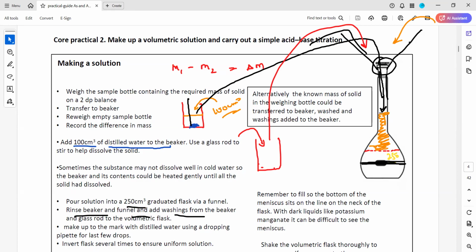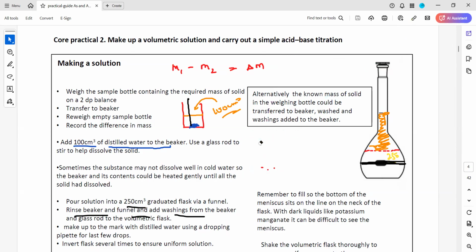Now we place a lid on top of the volumetric flask. Instead of shaking, we simply invert the volumetric flask, once, twice, thrice, multiple times, until we have a thorough mixture. We make up to the mark with distilled water using a dropping pipette for the last few drops, and invert the flask several times to ensure a uniform solution is formed.